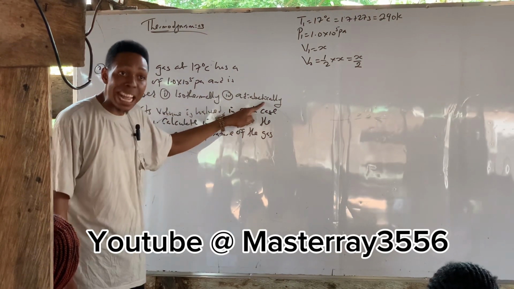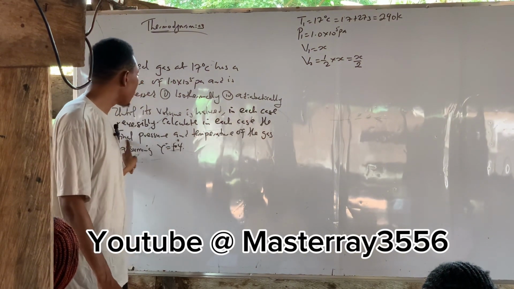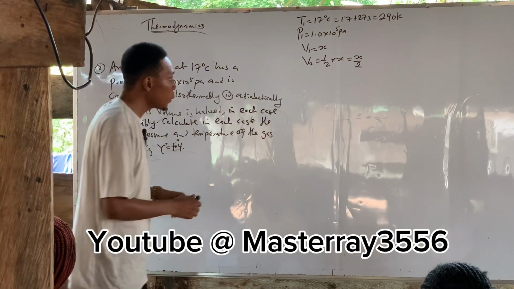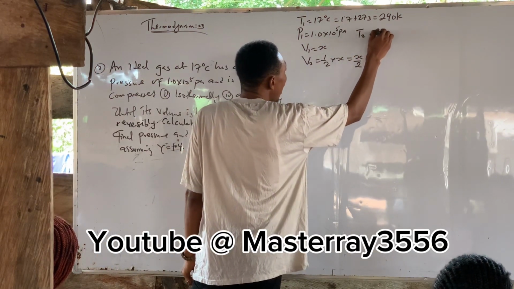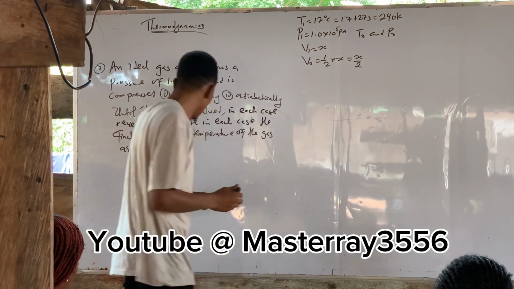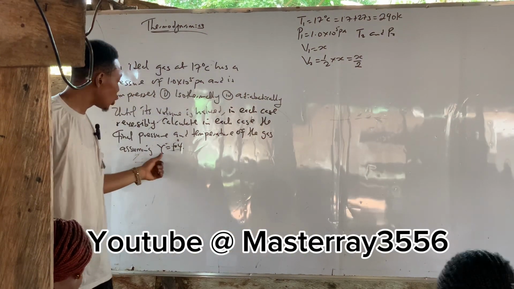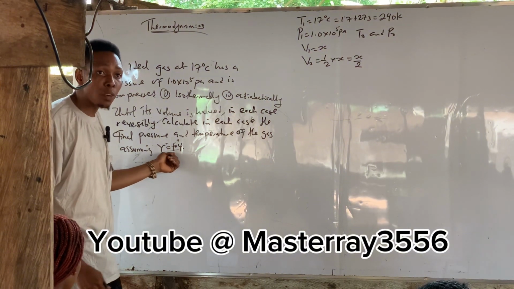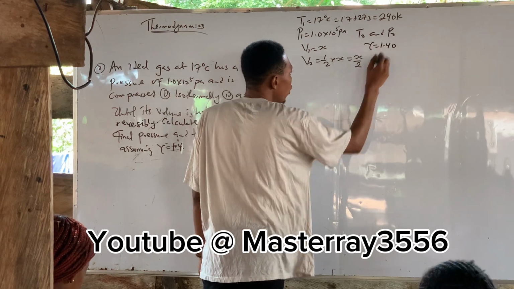Now, they say calculate in each case, isothermally and adiabatically, the final pressure and temperature of the gas. That's T2 and P2, is it not? So the final pressure and temperature of the gas, assuming gamma is 1.40. So we are given our gamma to be 1.40.